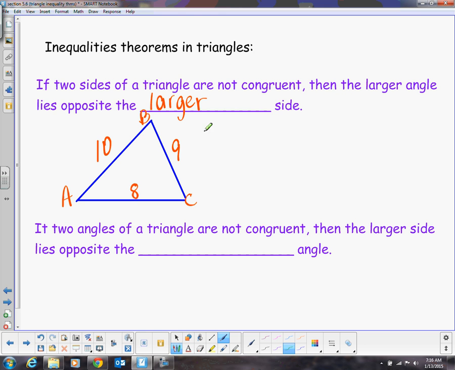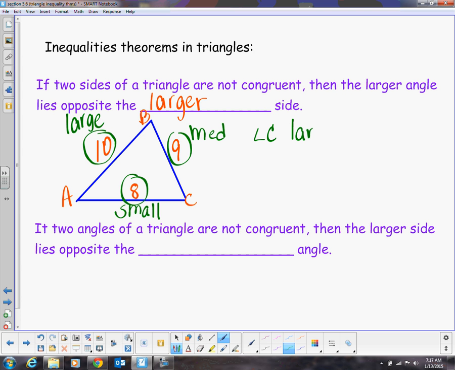All right, where's the largest side? 10. 10 is the largest side. That's large. Who's medium? 9's medium. Who's small? 8 is small. All right. We talked about this before, and you all did this well. What angle is opposite side 10? So angle C is the large angle.